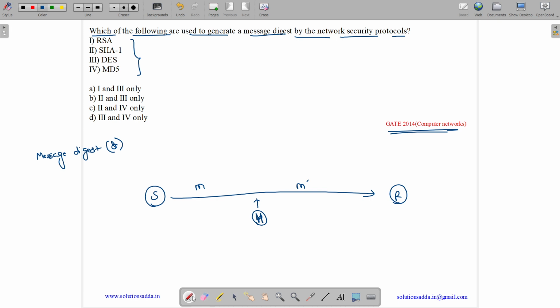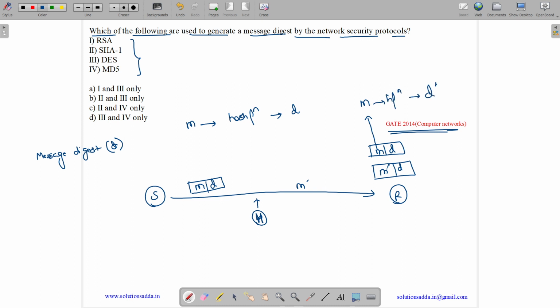So what we do is we pass this message M to a hash function which will convert it to a digest D. Now we will append both M and D and send them together. Now the receiver can get either the same message or the corrupted message. So the receiver will take the message, apply the same hash function and get our output D dash, and then compare D dash and D. If they both are same, then the message is correct. If they both are different, then the message is corrupted.